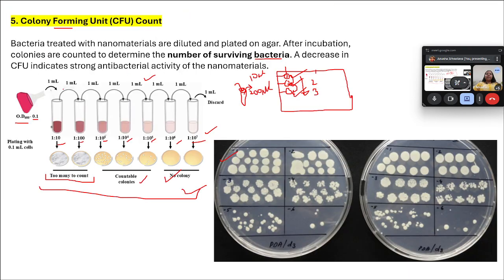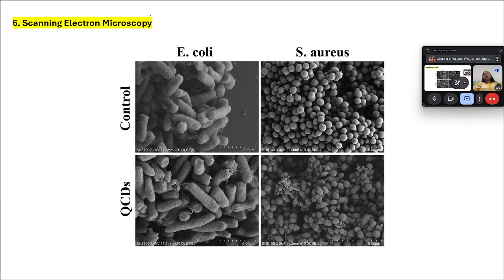diffusion method. But nowadays, since we have electron microscopy, you can visually see if you can observe any changes in the bacterial morphology or bacterial surface. As you can see, there are some changes or rupture maybe that you can observe. So this is E. coli, this is S. aureus, and you can see the changes in these bacteria. They are under stress.